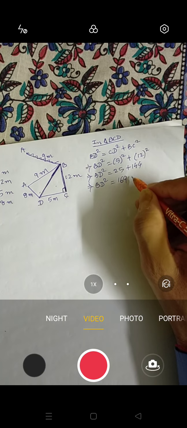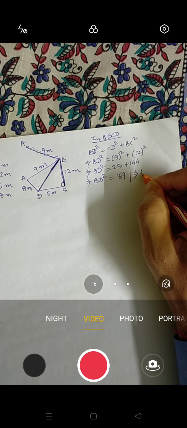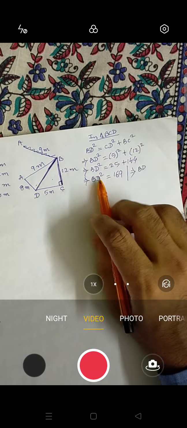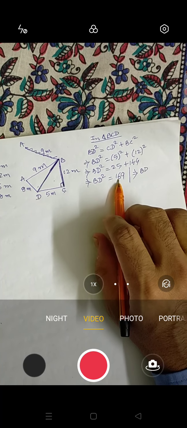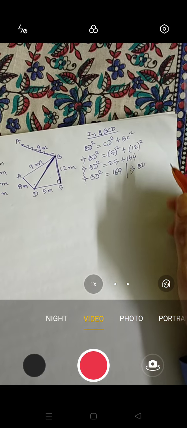I am saving my page a little bit. I am writing it over here. You can write in the next line. So BD, this square will transfer there and it will become root over. And what is the square root of 169?